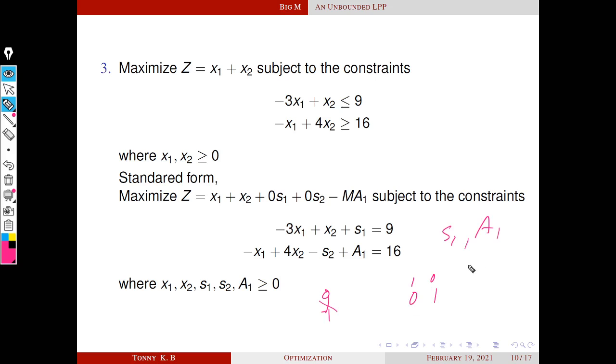Then only we can find its solution. Then what is the initial solution of s1 and a1? What is the initial value of s1 and a1?